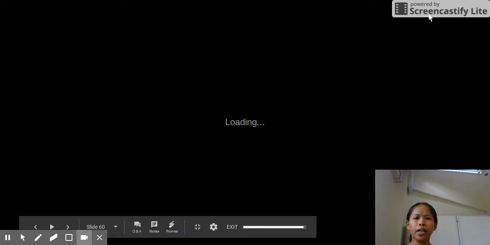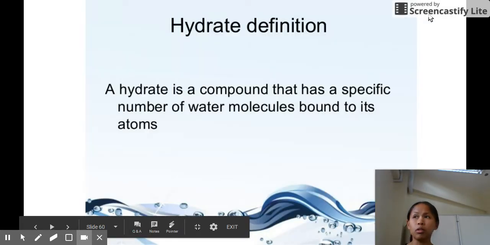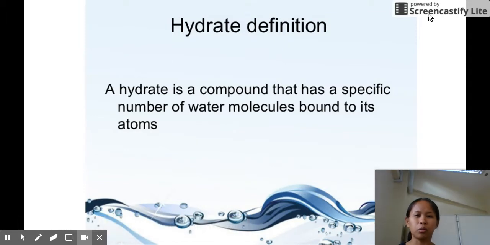Okay, for this time, we will be looking into naming our hydrates. What are hydrates? I think you're familiar with the term. When we say hydrates, we always associate it with the presence of H2O or water. To simplify it, a hydrate is a compound in which water is chemically bound to a certain compound. So there is a chemical bonding process. That's why we call it still part of a compound.